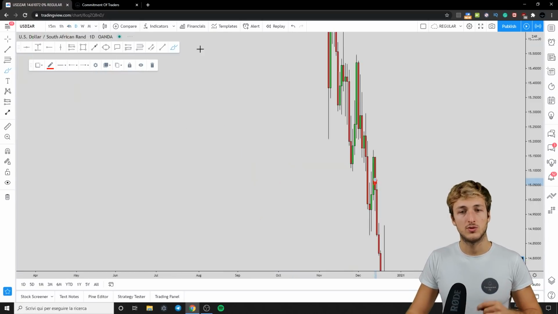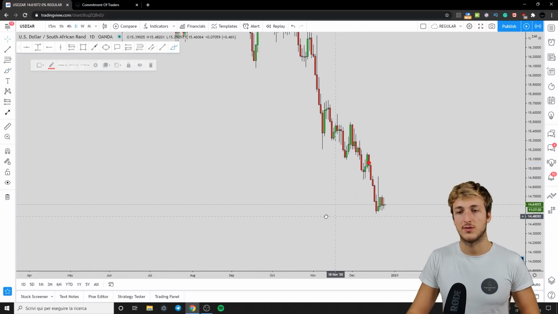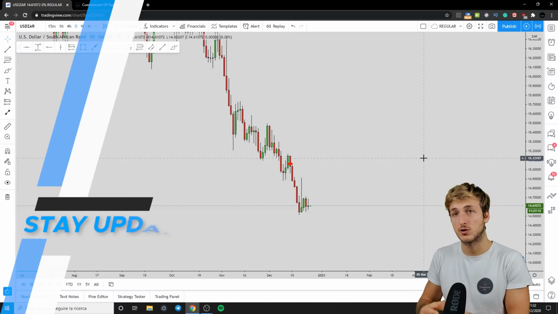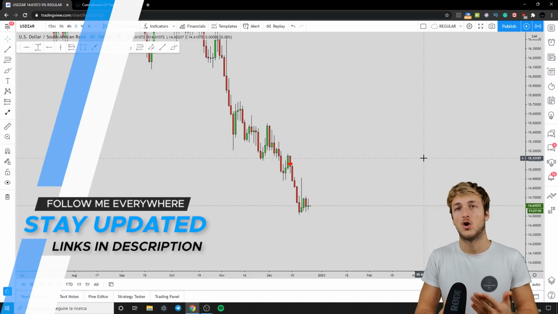So yeah, I hope that you did understand how confluence in the market works, specifically the confluence of market structure and Fibonacci's that you can use to identify high probability turning areas in the market on which you can be looking for potential capitalizing opportunities.